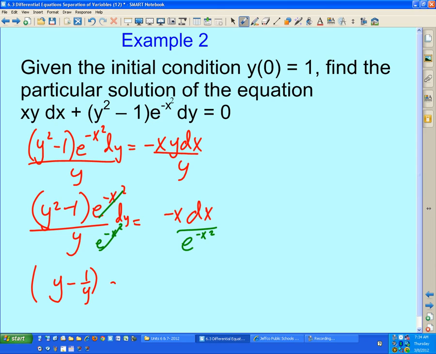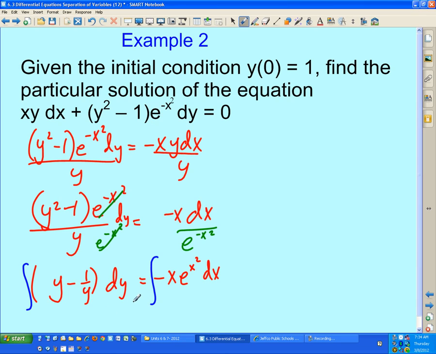And over here, since I have e to the negative x squared on the bottom, remember a negative exponent means we're on the wrong side of the fraction bar, so I could write this as negative x e to the x squared, losing the negative because we're pushing it to the correct side of the fraction bar. So now we have this problem that we get to deal with, and this is the one that we get to do our integration about. And so I would integrate both sides of this.